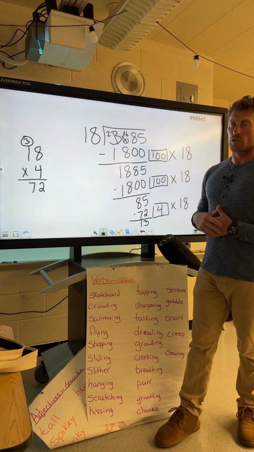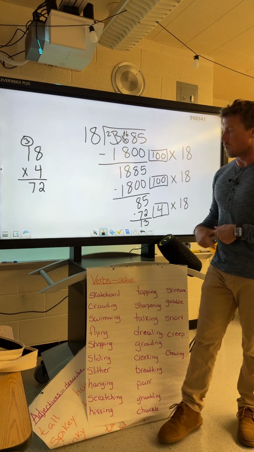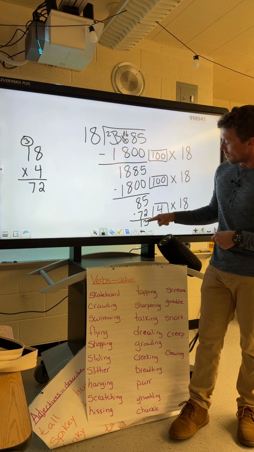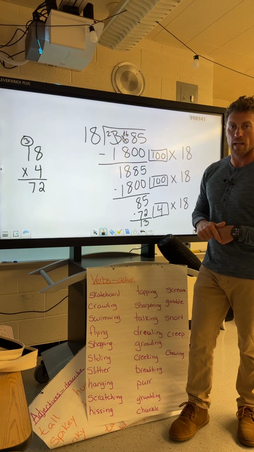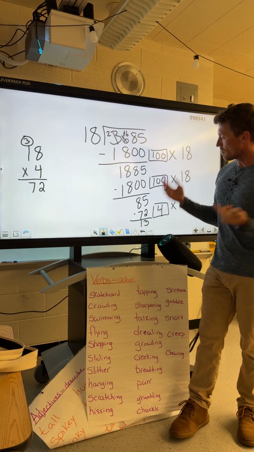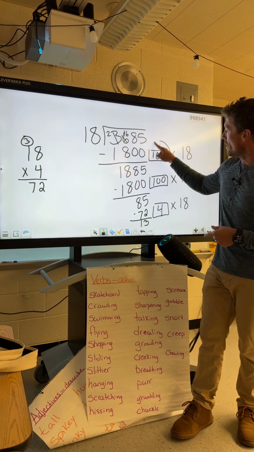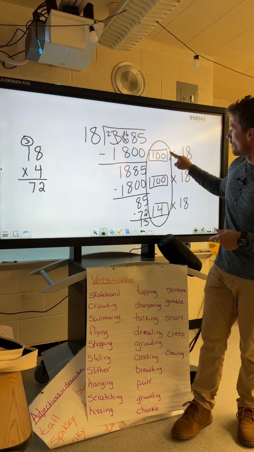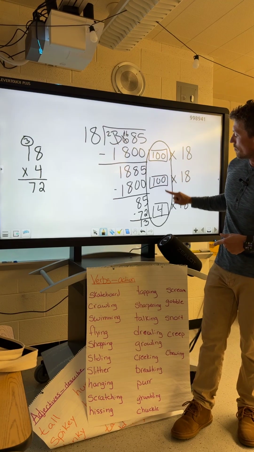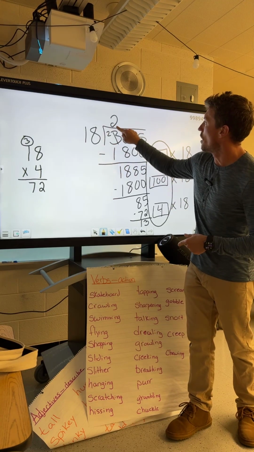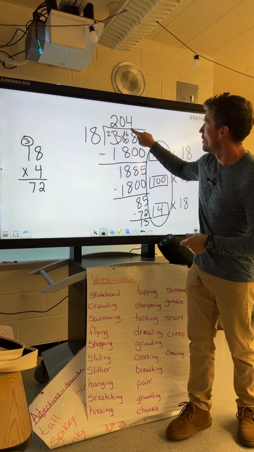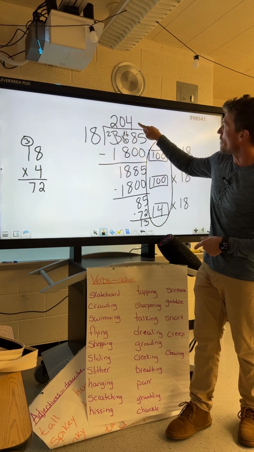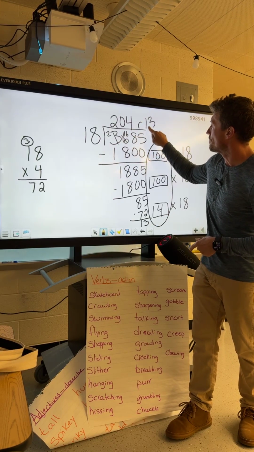I would then obviously try to divide that up by even more, but I don't have enough to make another group if my divisor is 18. So this is my final answer. I have these as my partial quotients. So I have 100 plus 100 plus 4, which would be 204. And then my leftovers, or my remainder, is 13.